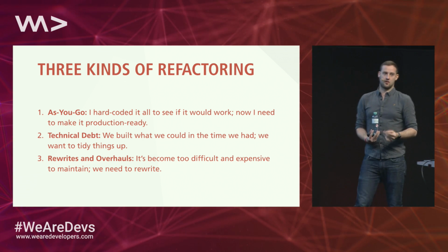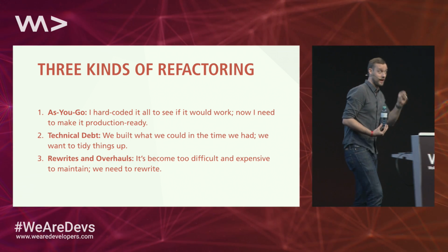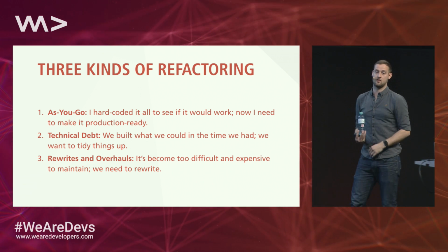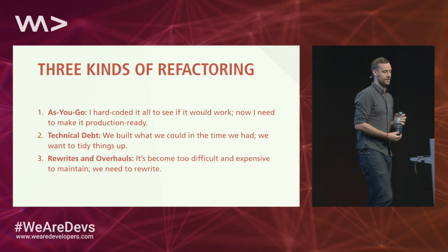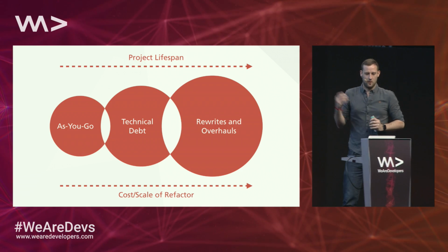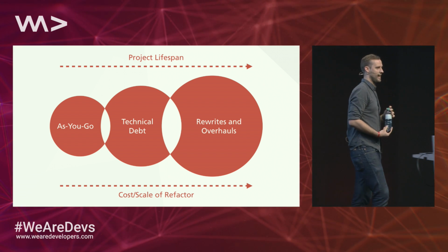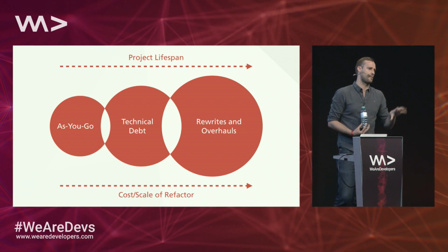There's a lot of pressure on you because the business is now funding a rewrite and you've got to get it right this time. And all the same things that would happen previously are probably going to happen again. So this is a high stakes, very expensive thing. What that tells me is that we end up stepping through different types of refactoring as we progress through a project. The as-you-go refactoring happens right from the very beginning.